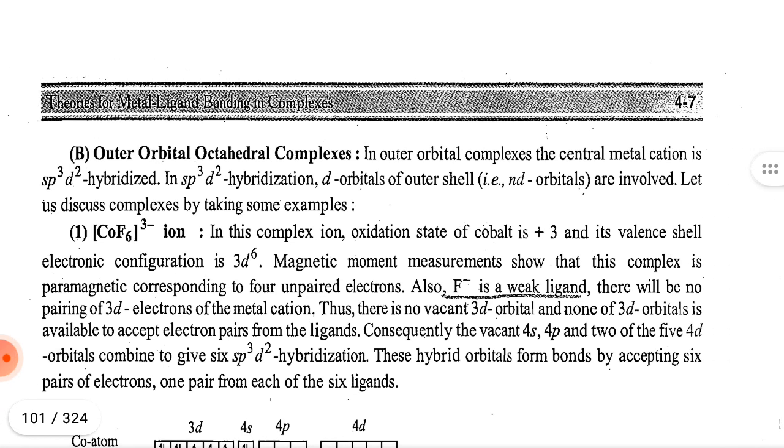B. Outer orbital octahedral complex. In an outer orbital complex, the central metal cation is sp3d2 hybridized. In sp3d2 hybridization, the orbitals of the outer shell, that is the n-d orbitals, are involved. Let us discuss complexes by taking some examples.